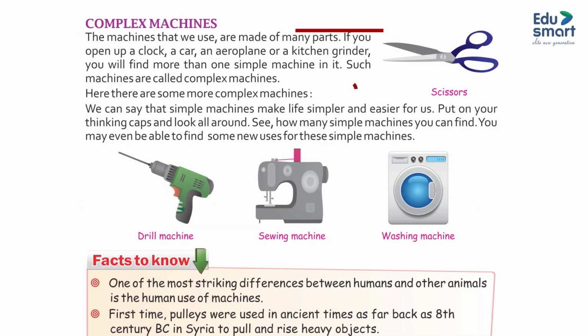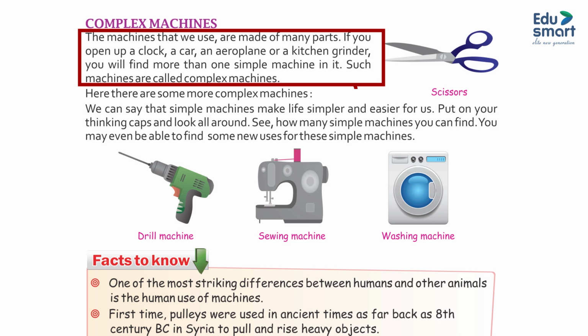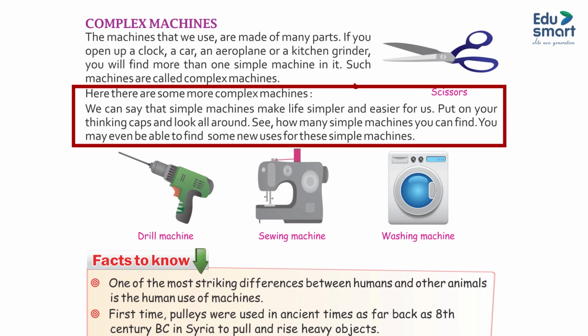Complex machine. The machines that we use are made up of many parts. If we open up a lock, a car, an aeroplane or a kitchen grinder, you will find more than one simple machine in it. Such machines are called complex machines. Here there are some more complex machines. We can say that simple machines make life simpler and easier for us.